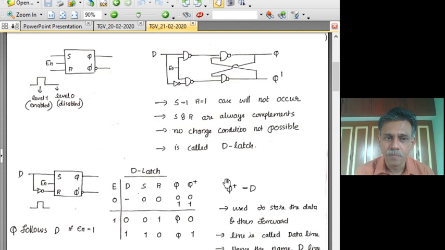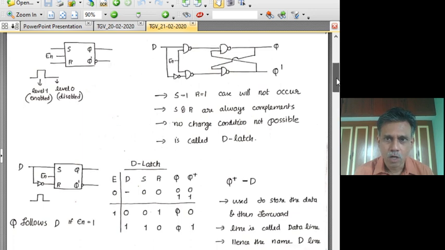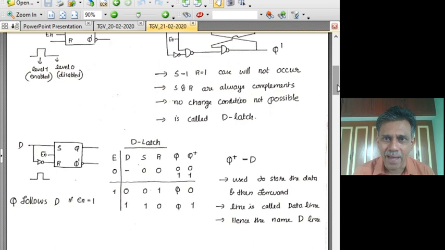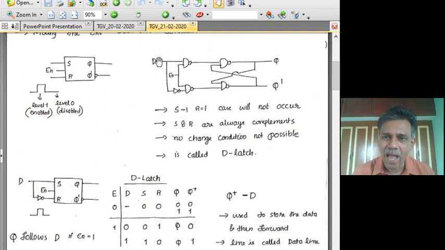But how do we view this one? When it is enabled, Q plus simply follows D. So if you view this to be a line that carries data which can have bits like zeros, ones and so on, whenever it is enabled, this data is simply passed on down the line and it is available at the Q. And whenever enable is made 0, suddenly we disable this latch, and the last value at the time of disabling will be retained and it will be present here.